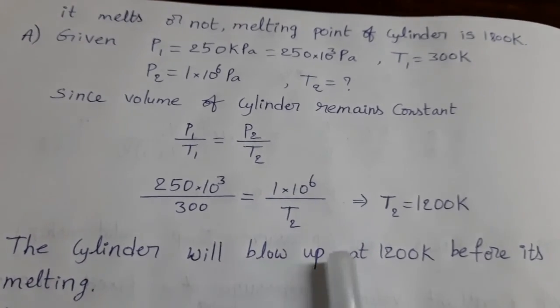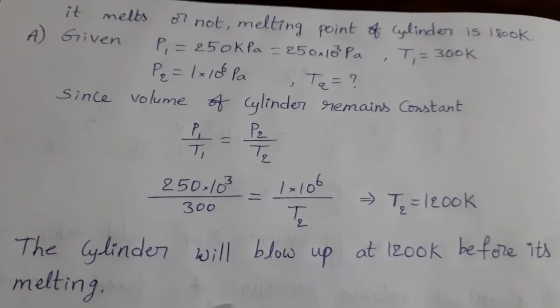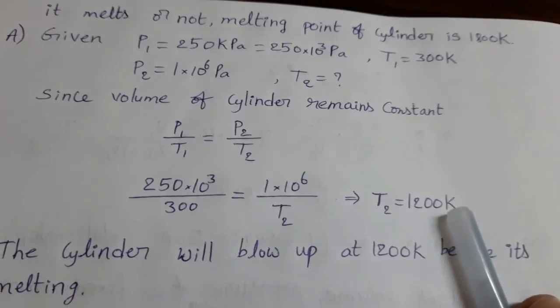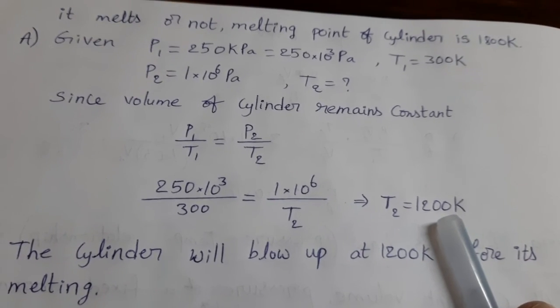Therefore, the cylinder will blow up at 1200 Kelvin before its melting. Melting point is 1800 Kelvin, but when temperature reaches 1200 Kelvin, it will burst.